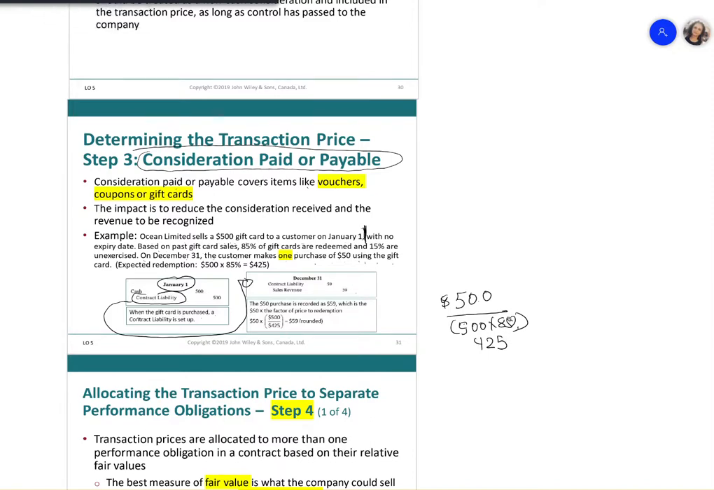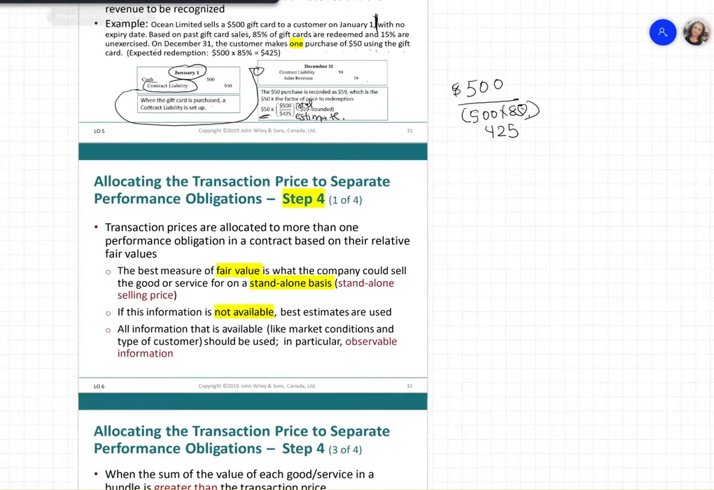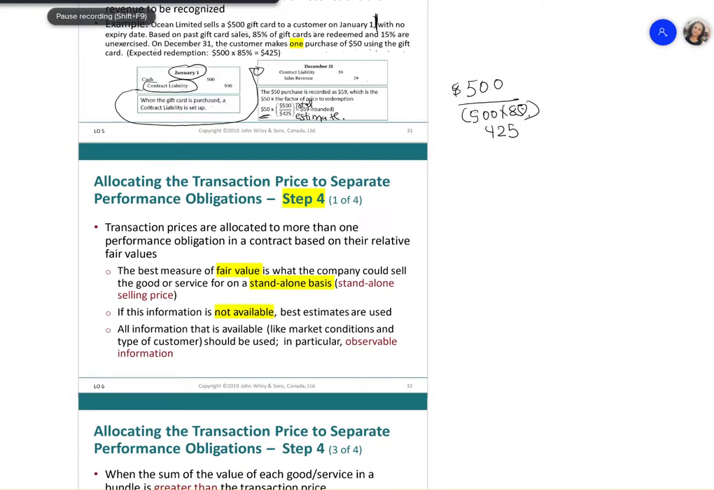When we estimate 85%, we can only recognize 85% of the 500. You have to prorate it. When you prorate it, the liability will be your $50 times the total liability divided by the estimate. In this case, divided by the estimate, and that will be a debit to the contract liability and a credit to your sales revenue.